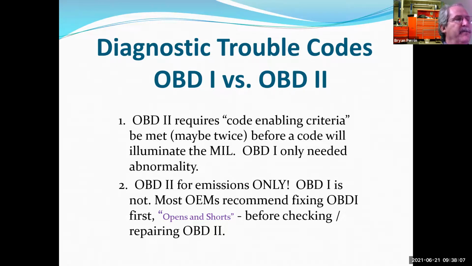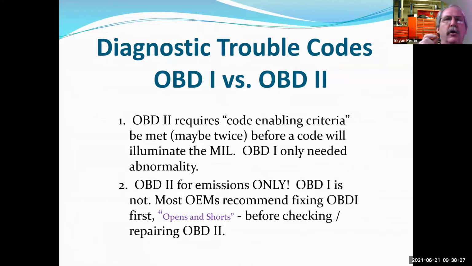This is a little confusing how it's written, but most OEMs recommend fixing OBD1 first, opens and shorts, before checking and repairing OBD2. So what they're saying here is we always want to fix circuit codes before we fix logic codes.